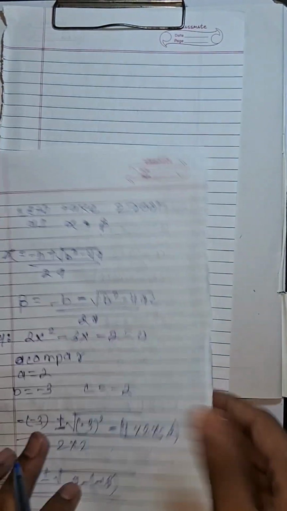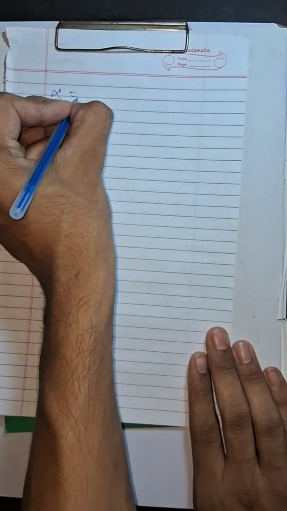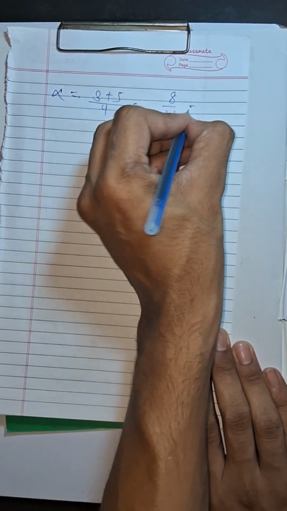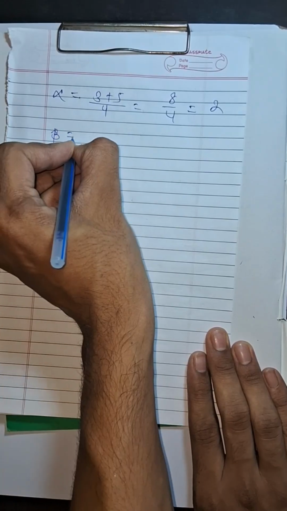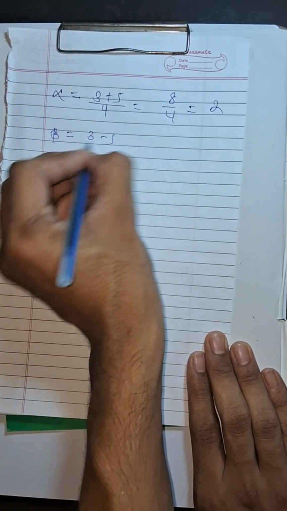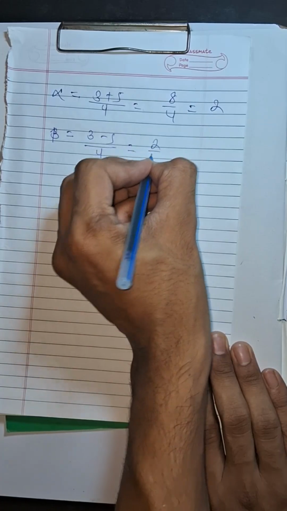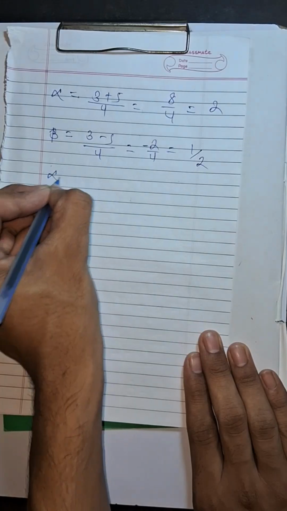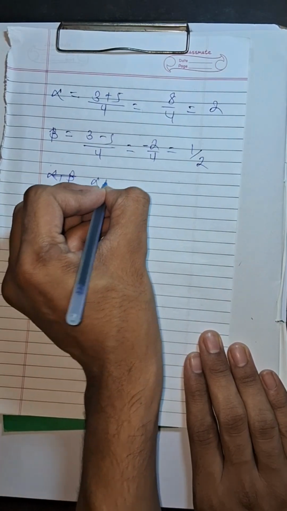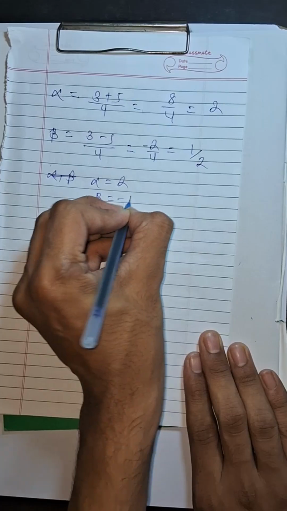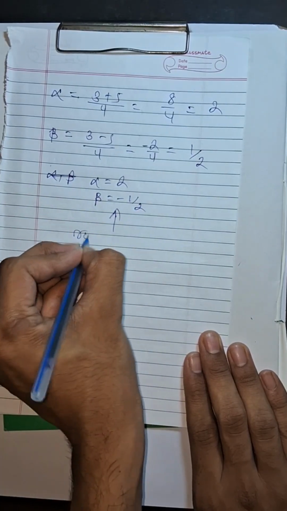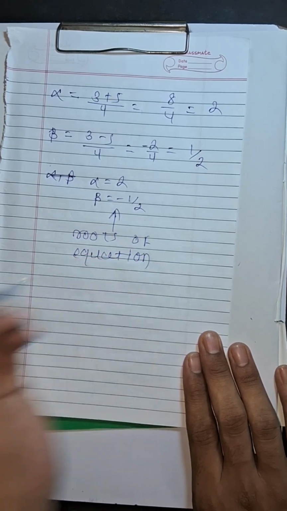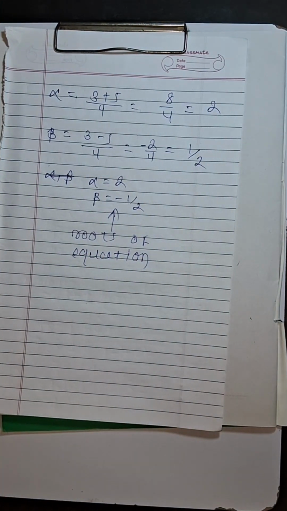So alpha is equal to 3 plus 5 by 4, which is 8 by 4, equal to 2, and beta is equal to 3 minus 5 by 4, that is minus 2 by 4, equal to minus 1 by 2. So alpha is equal to 2 and beta is equal to minus 1 by 2. These are the roots of the equation. Okay, so guys, this is enough for today.